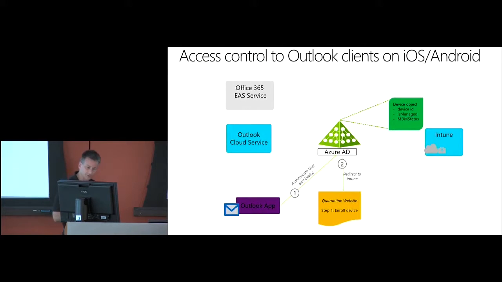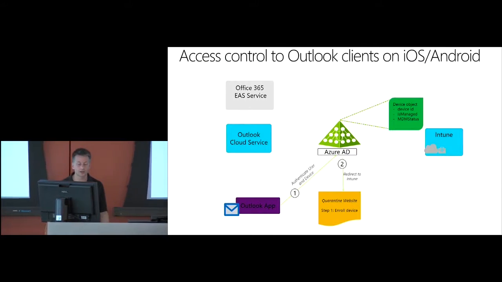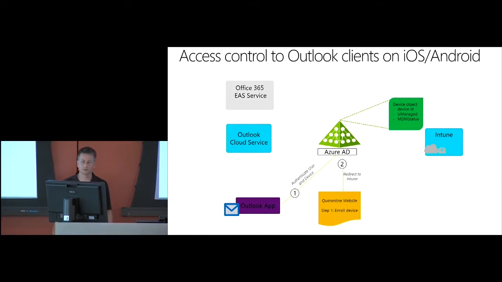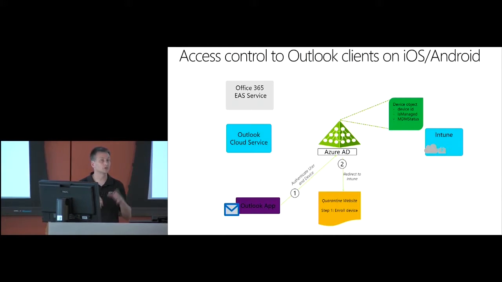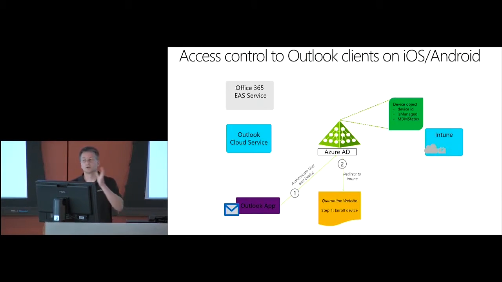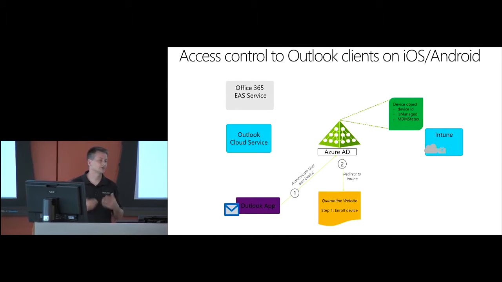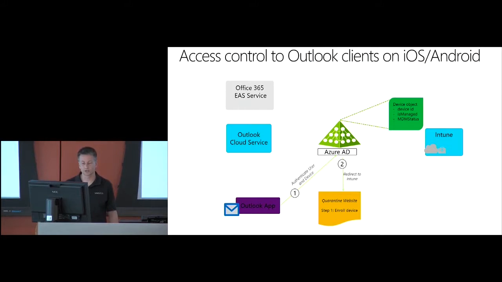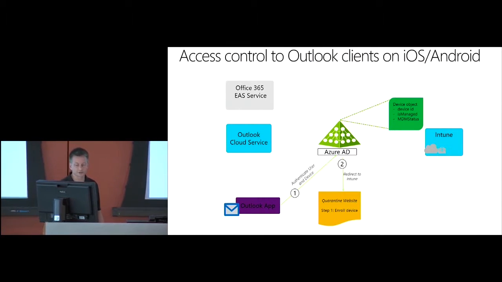Okay, this one builds a bit better. So if I'm using the Outlook app on iOS or Android, it's going to do the same thing. It's going to try to authenticate against Azure Active Directory. This is why I brought up the fact that this is an Intune capability, but it's very much tied to Azure Active Directory and the rest of the EMS suite. In this case, Azure Active Directory is going to then redirect to Intune.